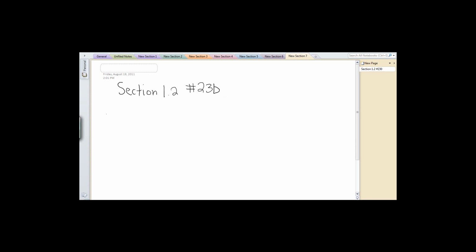Video, we're going to do section 1.2, number 23b. And this problem says find the quotient. So quotient means divide here, but we can see that in the problem as well. Find the quotient of 3 3/10 divided by 5 3/5, and then simplify.